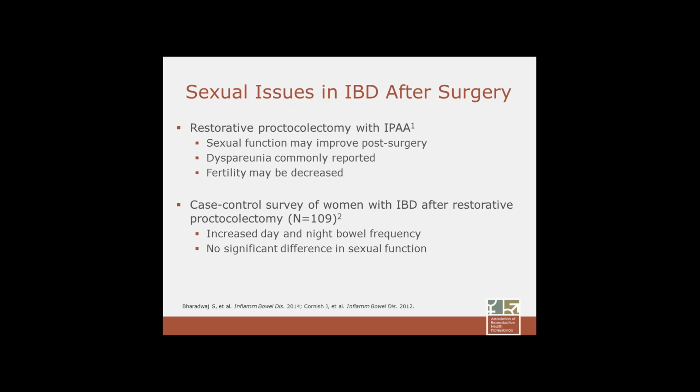So next slide. So restorative J-pouch procedure can lead to sexual dysfunction and dyspareunia, and it certainly decreases fertility. In some patients, sexual function may actually improve because they no longer have a disease that they are worried about fecal incontinence. There was a case control study that was done in women, and women did report that they did have, following their surgery, an increased bowel frequency, but no significant difference in sexual function. So the surgical data do not suggest that this surgery affects sexual function to the degree that we were concerned about. Next slide.